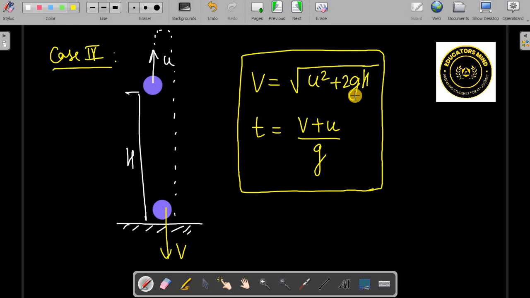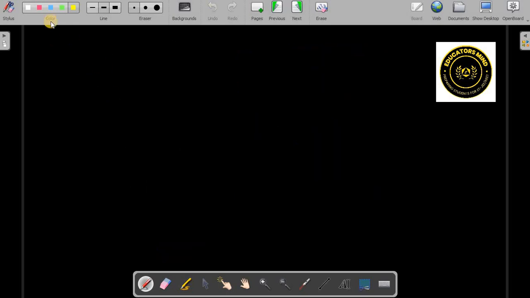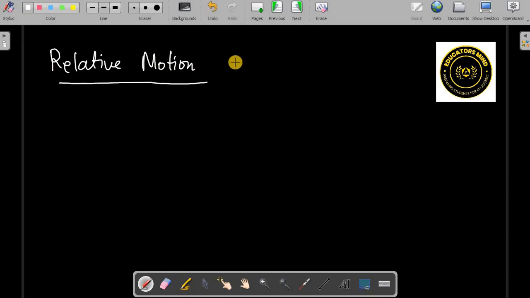Okay, then coming to next, there can be relative motion. Let us see relative motion. Relative motion in general, first we'll discuss whether it is 1D, 2D, 3D. So relative motion means the observer will be sitting on one of the bodies, or one of the bodies is the observer. Let us say that this is body A and this is body B.